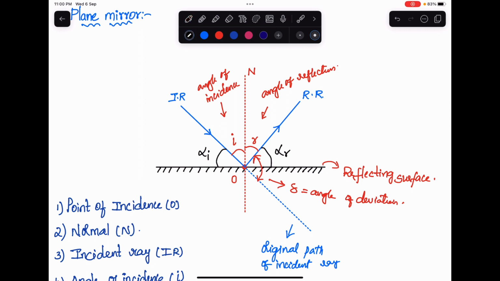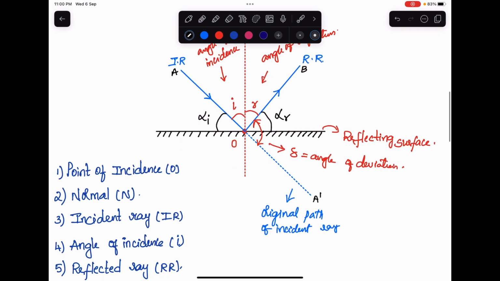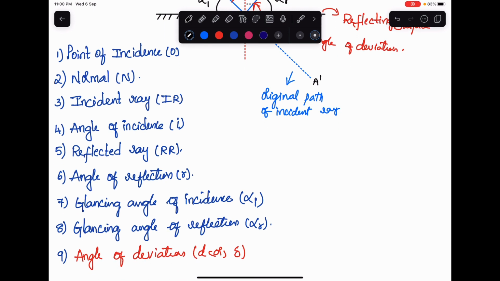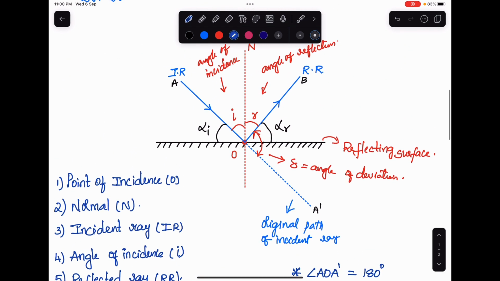So now let us measure this angle of deviation. Before going to that, I would like to label all these things. The incident ray I would like to label AO, the reflected ray OB, and the original path of the incident ray AOA dash. From the diagram, according to your geometry, angle AOA dash is equal to a straight angle, that is 180 degrees.